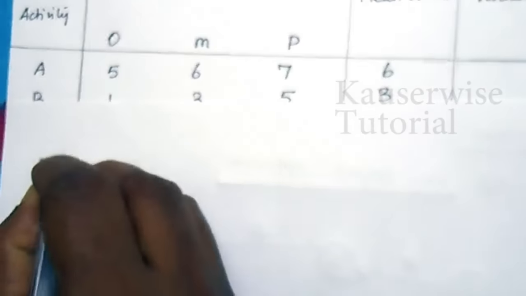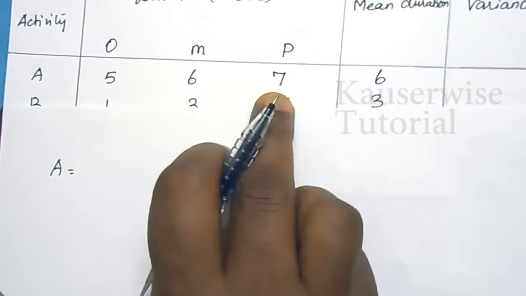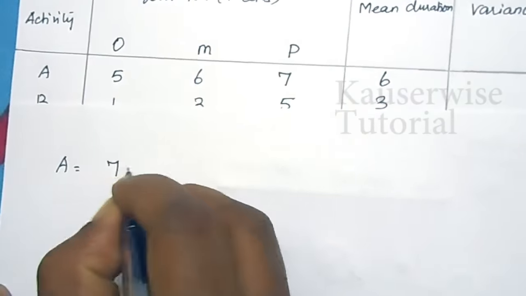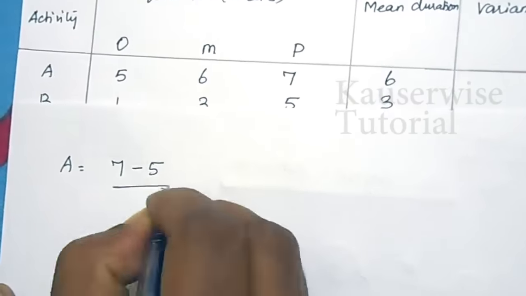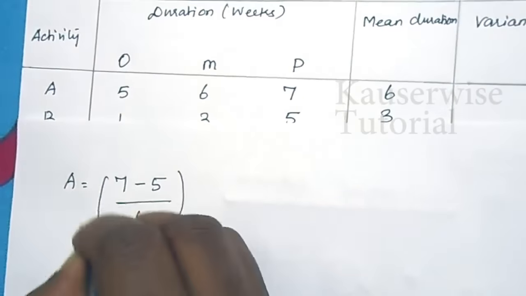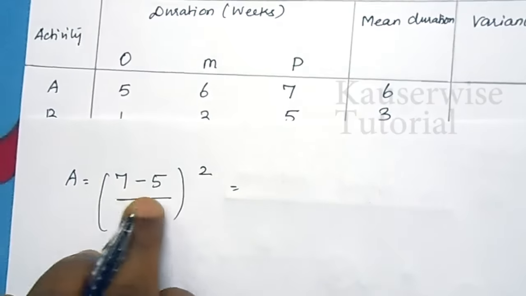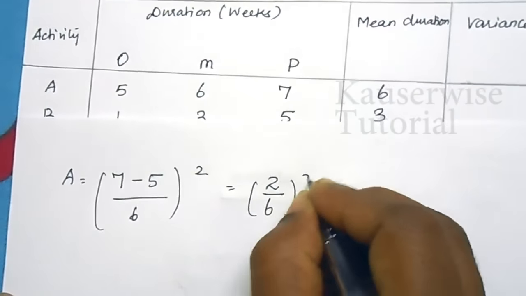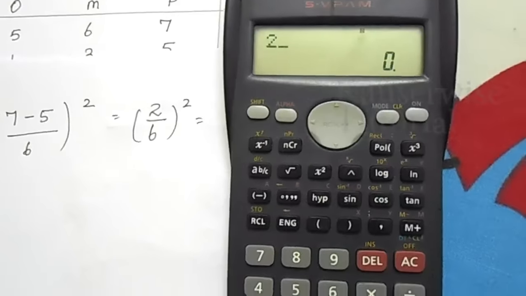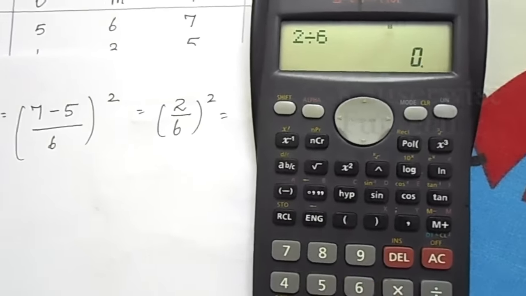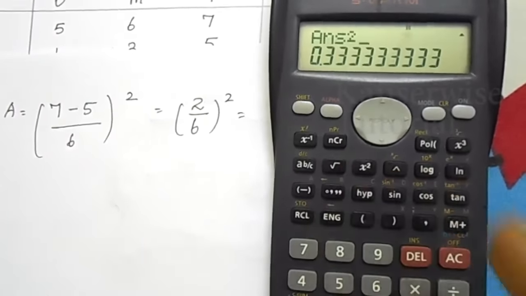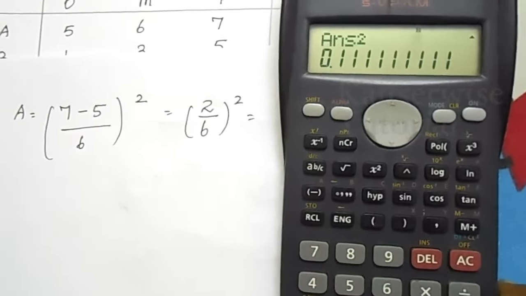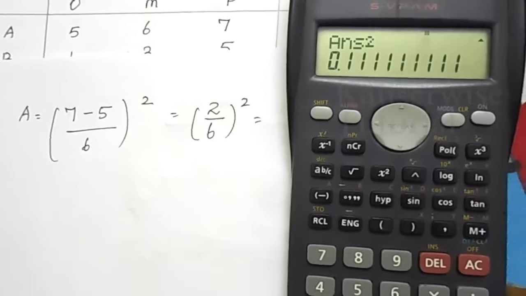For activity A, pessimistic time is 7, optimistic time is 5. So 7 minus 5 divided by 6, whole square. 7 minus 5, 2. 2 by 6 whole square. Answer is 2 divided by 6, whole square, which is 0.11. The variance for the first activity is 0.11.